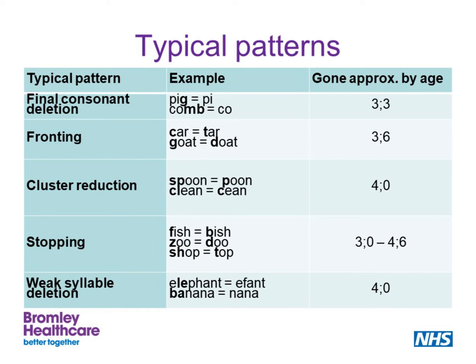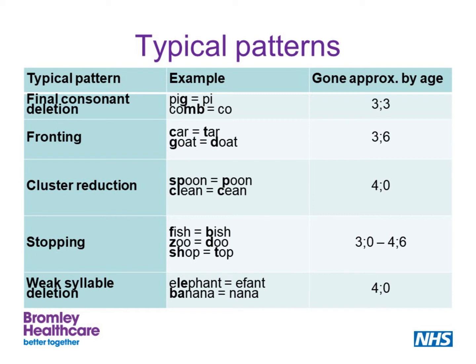You could also have a combination of processes, for example fronting with final consonant deletion, where a child might say do for goat, where they've replaced the g with d and missed off the final sound. Cluster reduction is when you have a cluster or blend of 2 or 3 sounds, like sp in spoon and cl in clean. This process is usually gone by 4 years.